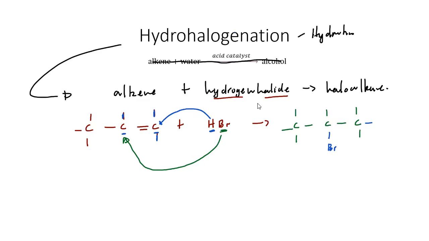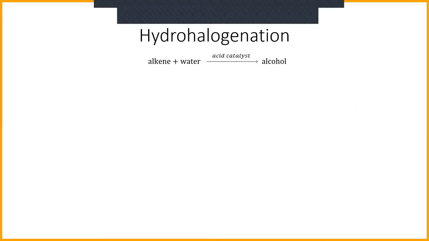Write this down. I want to move on to my next reaction. Write this down as quickly as you can, family. Remember, this is hydrohalogenation. Let's go to our next one. All right.